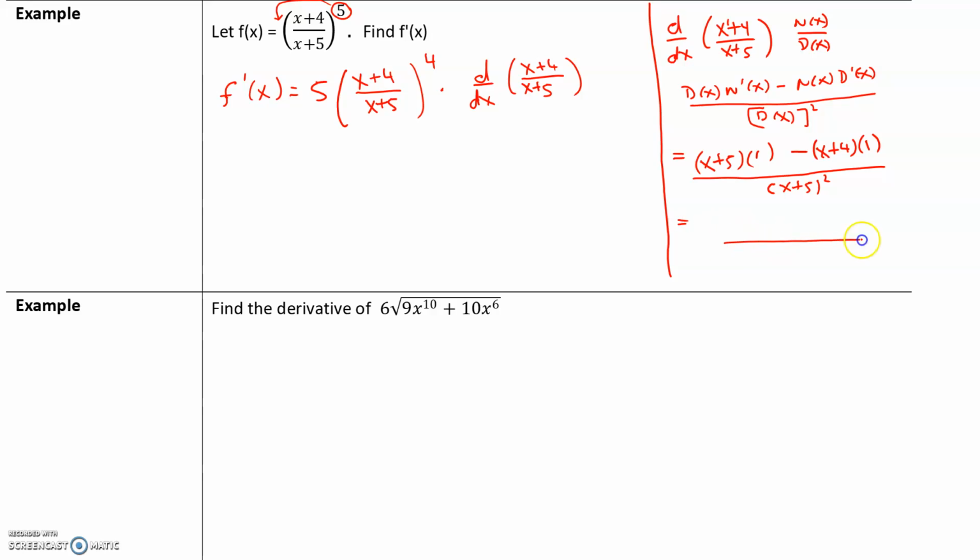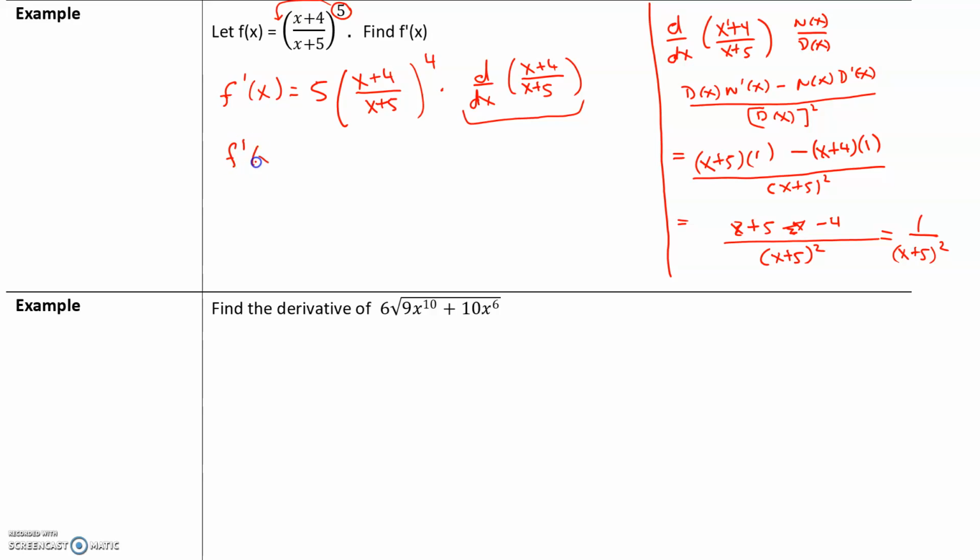Now let's go ahead and multiply this. So 1 times 5 is 5, 1 times x is x, so we get x plus 5. 1 times x is x, but don't forget the negative, so this will be a negative x. 1 times 4 is 4, don't forget the negative, this will be a negative 4, divided by x plus 5 to the second power. We got the x and negative x, this will give you 0. 5 minus 4 is 1, so this is 1 over x plus 5 raised to the second power. And that's this part. That's the derivative of x plus 4 over x plus 5.